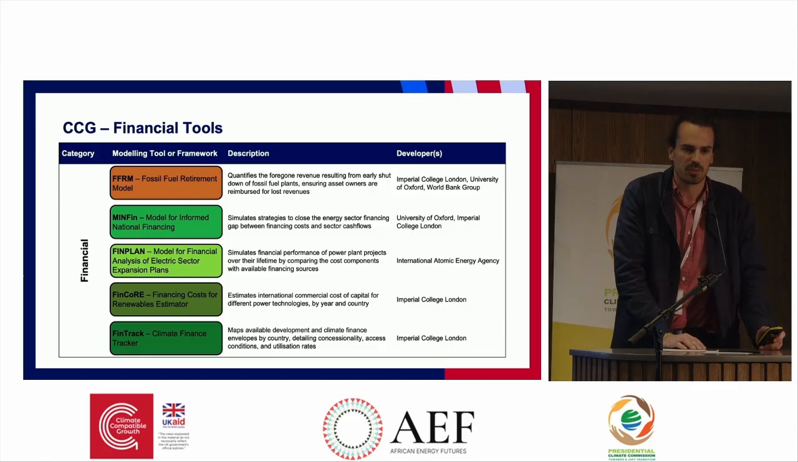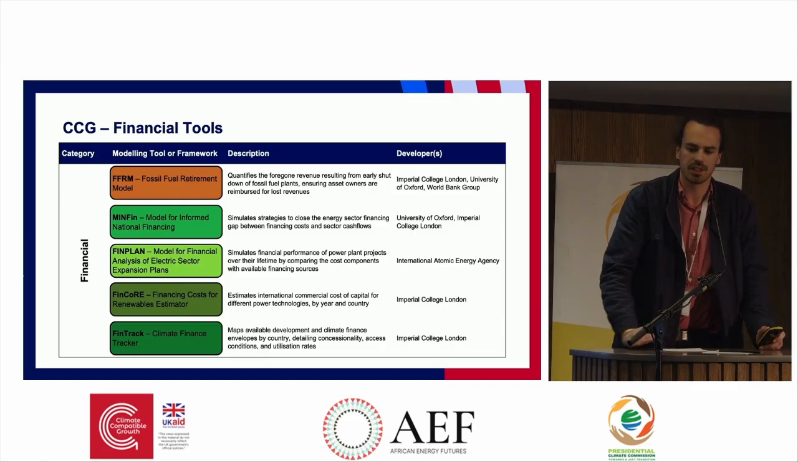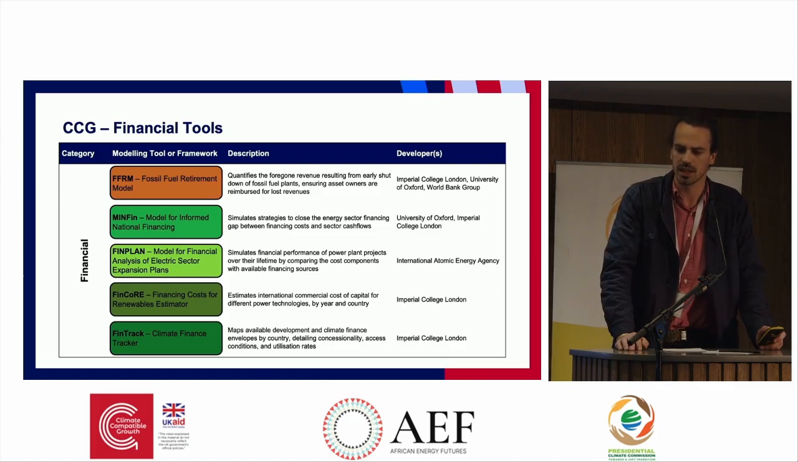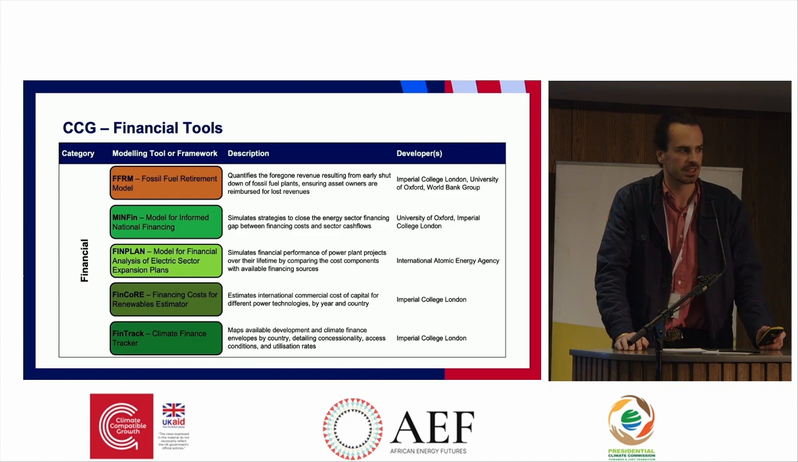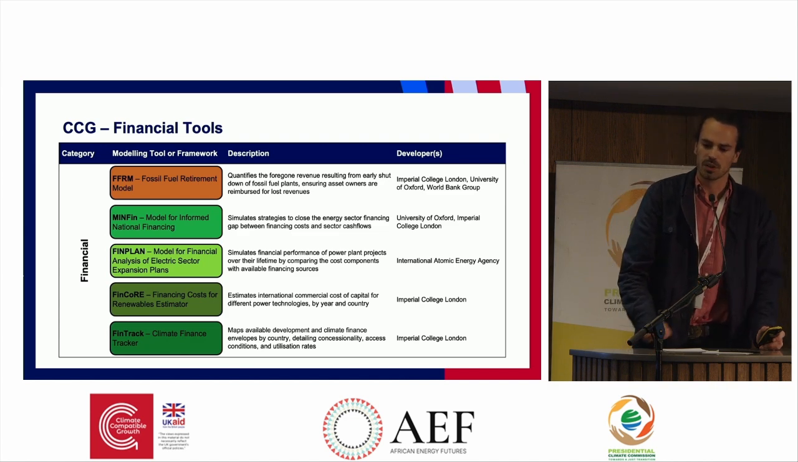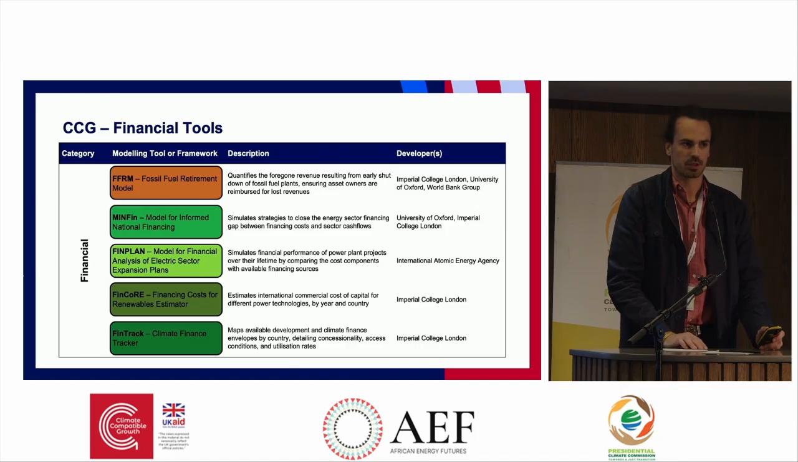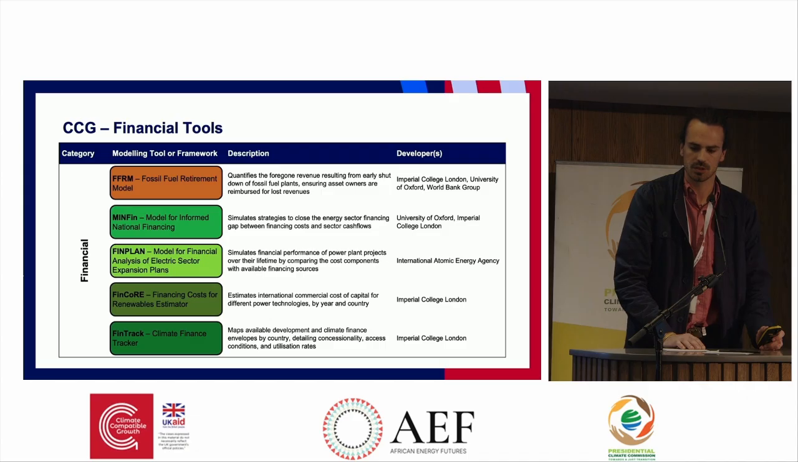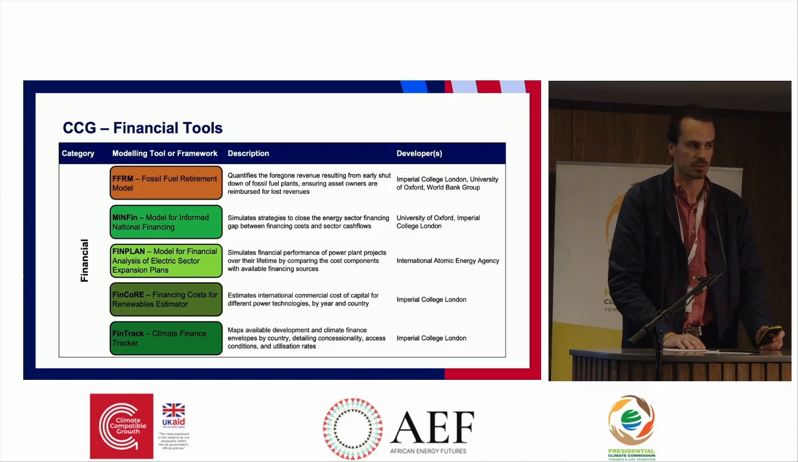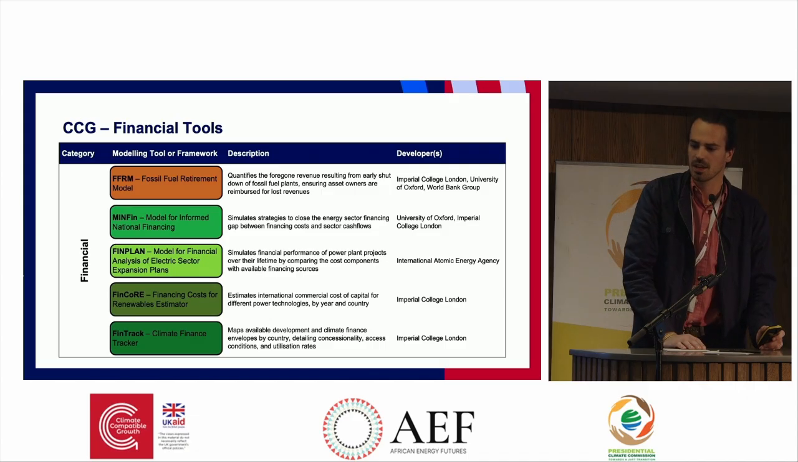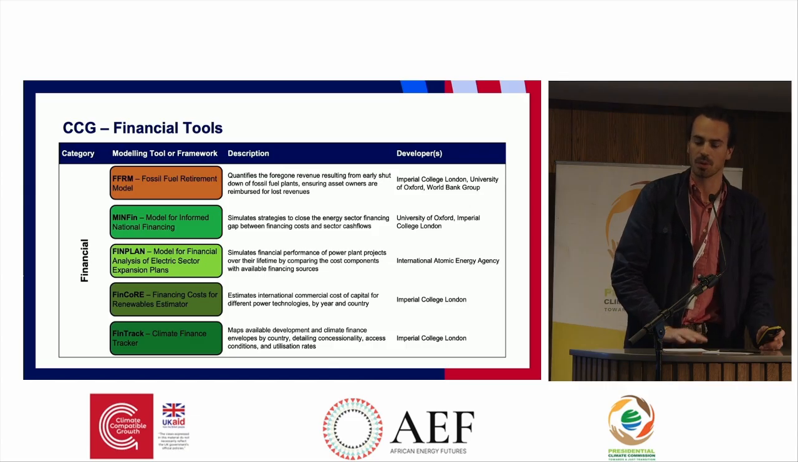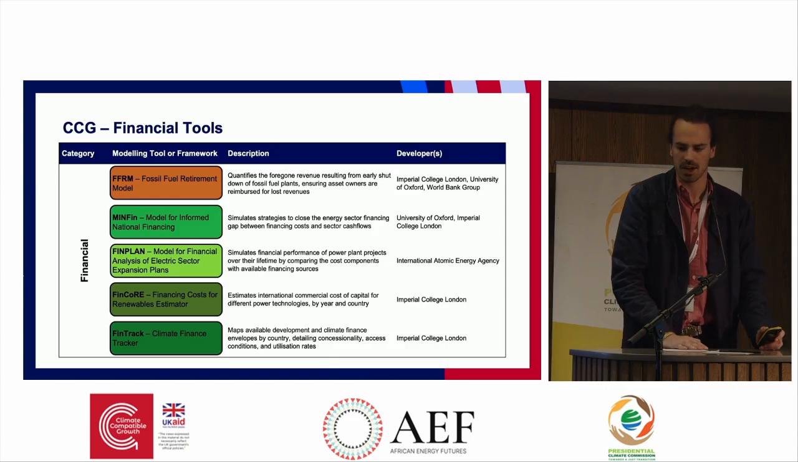Lastly, and this is a bit more the focus of this talk, we have the financial tools. So these cover FFRM, which was initially a World Bank developed tool, which CCG has now translated. It was initially held in GAMS, which is unfortunately licensed, so it wasn't particularly accessible. We've now translated this into Python, and it should be usable by anyone with access to a computer. We have MinFin, the model for informing national finance. This is, at the moment, an Excel-based tool, but we are also, again, translating this into Python.